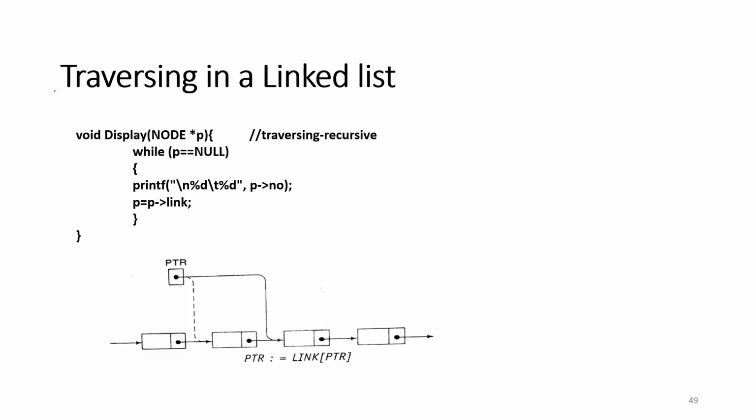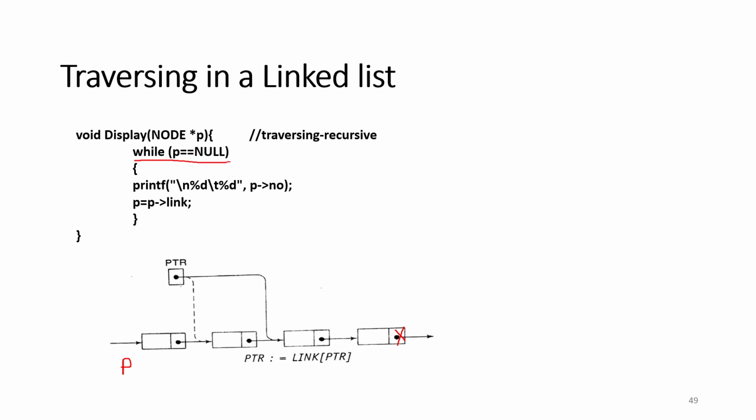Next is one of the simple things, that is traversing. Assume a linked list whose starting address is ptr, or it can be p. Here I have taken the code p, it is a ptr. There are four nodes in the linked list, and the last node link address is null. I have to print it. I can print only if the node is not null.